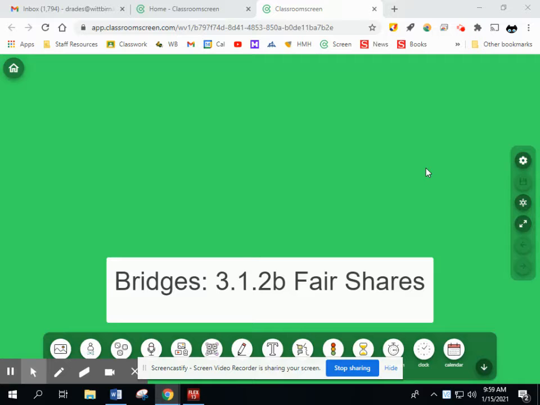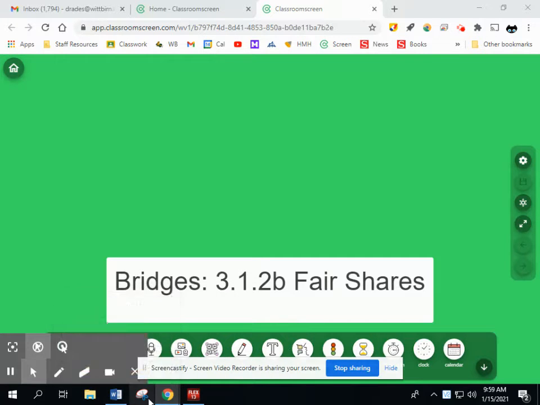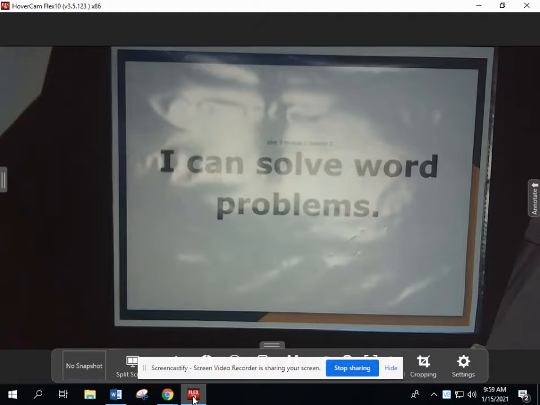So we are moving on to, we're going to finish up what we started yesterday. So getting on with what we started, let's go to what we're learning. And what we're learning is how to solve word problems.